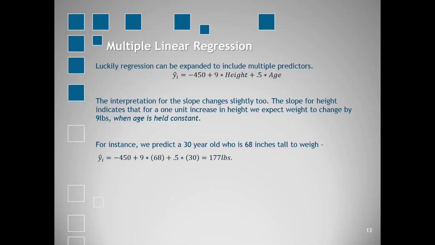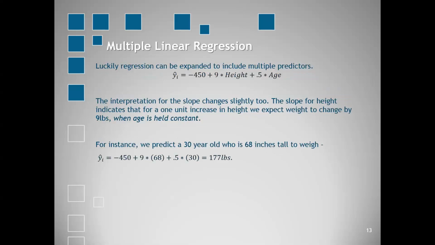Rarely can a single independent variable adequately explain a dependent variable. For example, one's height is not the only variable that affects one's weight. A person's age and diet may play a role too, among other variables. Luckily, regression can be expanded to include multiple predictors. To demonstrate this, let's predict someone's weight using both height and age in years. Let's say this results in the following model.